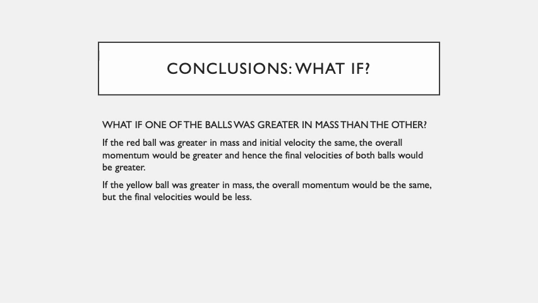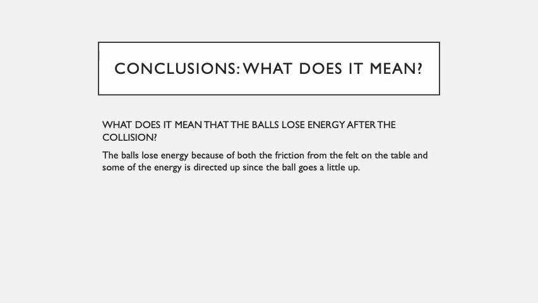So now to conclusions. What if question. What if one of the balls was greater in mass than the other? If the red ball was greater in mass, and the initial velocity was the same, the overall momentum would be greater, since to find momentum, you're multiplying by mass. And so the final momentum would also be greater, and the final velocity of both the balls, or at least the yellow ball, would be greater. If the yellow ball was greater in mass, the overall momentum would stay the same, but the final velocity would be less.